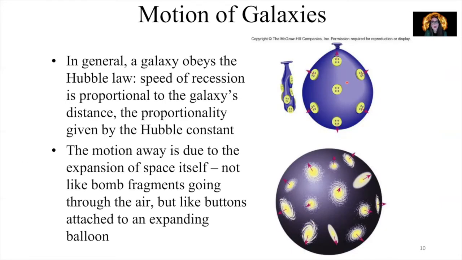We talked also about how these galaxies obey Hubble's law. The speed at which these galaxies are receding away from us is proportional to their distance away from us. And this proportionality is given by the Hubble constant. So this motion away from us, we said, means that our universe is expanding. It's due to the expansion of space itself. It's not like bomb fragments going off through the air, but imagine it's more like you take a balloon and you glue buttons onto that balloon and you blow up the balloon. Those galaxies are going to be receding away from each other as that balloon expands.